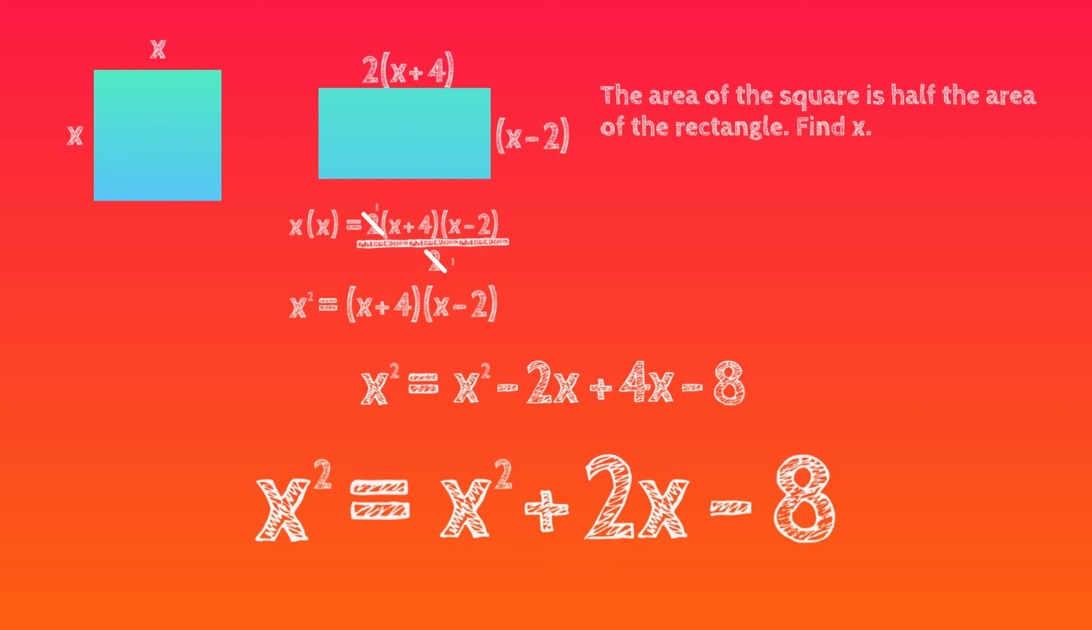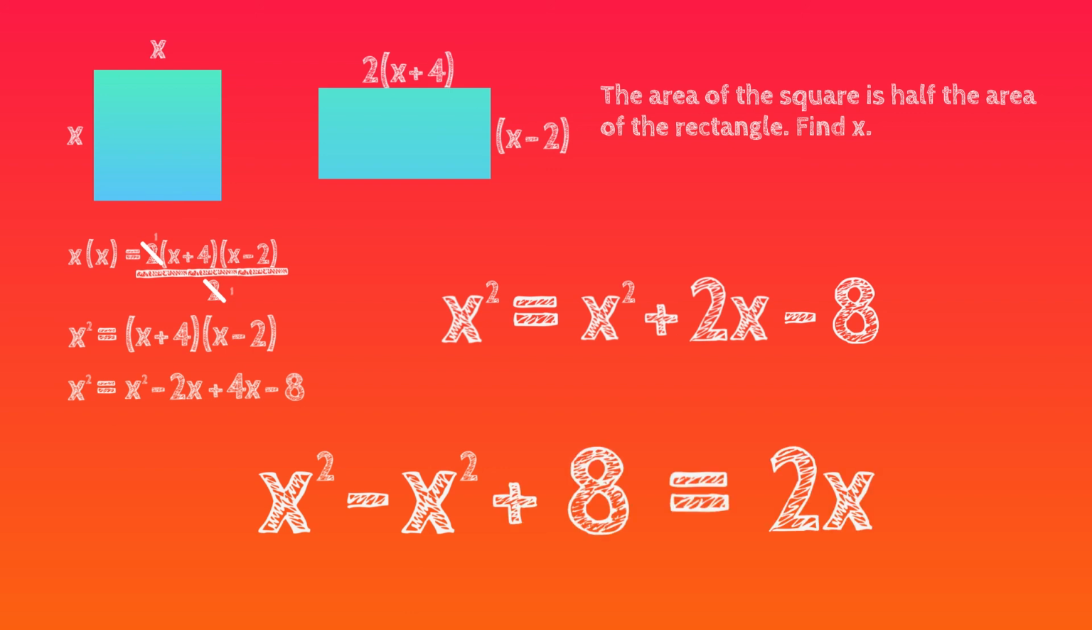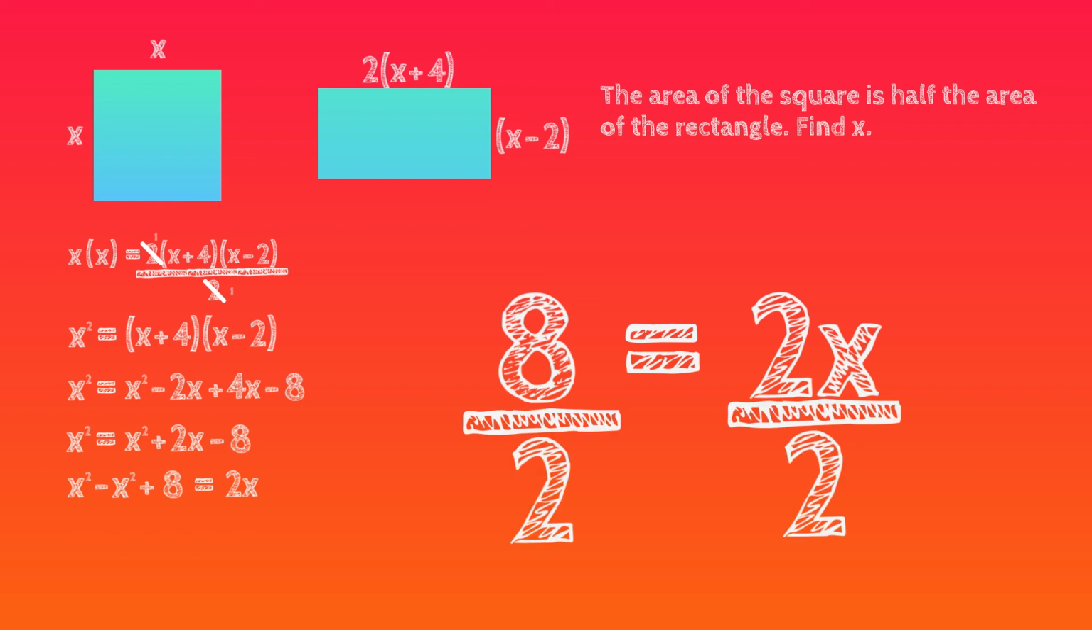We take all the x terms to the left, and we say x squared take away x squared is equal to 0. Then we take the negative 8, we put it on the left, it becomes a positive 8. It is equal to 2x. So 8 is equal to 2x. We divide by the coefficient of x, which is 2. So we divide 8 by 2 and 2x by 2.